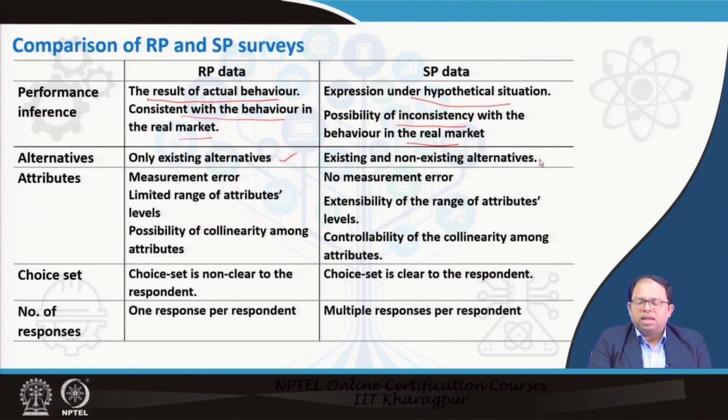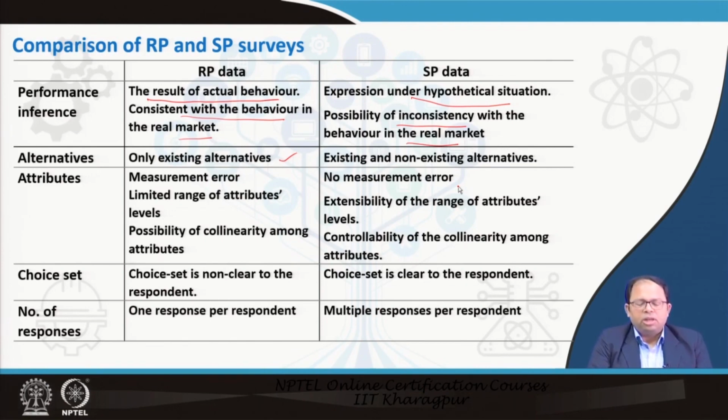Whereas in SP survey, we can add a few more non-existing alternatives to see how a person's choice changes when more alternatives are possible. Then in RP survey, the range of the attributes is limited. There may be measurement errors because of non-availability of data and other reasons, and there could be a possibility of collinearity among the attributes. Whereas in SP data, we can control this collinearity to some extent because we are designing the survey scenarios. We can extend the range of the attribute levels. We can use new levels of each attribute, and the number of measurement errors is also less.